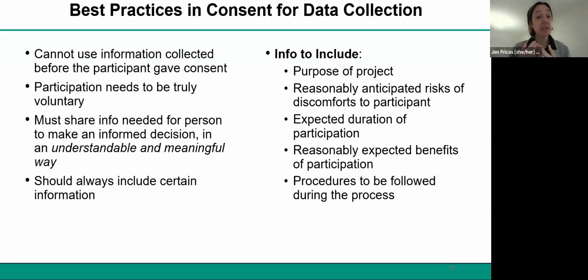Also, they need to know their reasonably expected benefits of participation. However, these should not be overstated. In most cases, for instance, when we're collecting data for research purposes, there's not a whole lot of individual benefit that a person gets. There might be benefit to society or benefit to the group that person shares characteristics with as a result of the research, but we need to state that clearly. And finally, the consent form needs to outline the procedures that are going to be followed during the process or the service or the engagement that the participant or client is having with your organization.